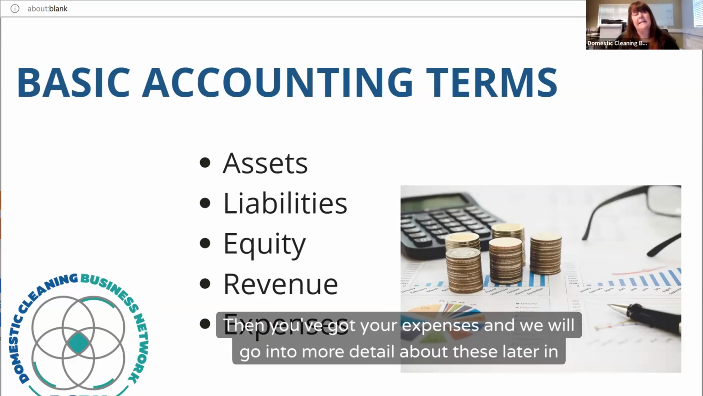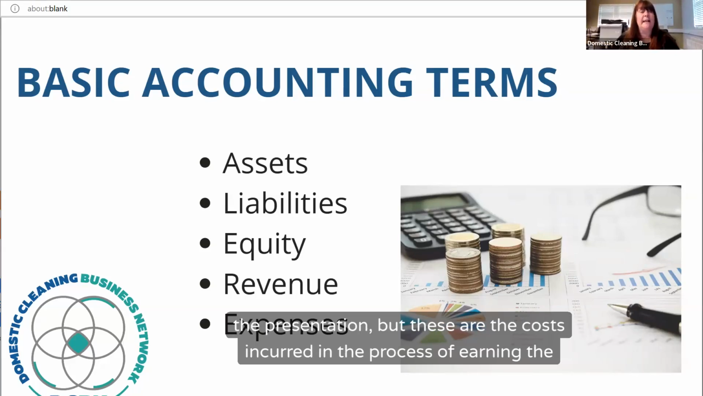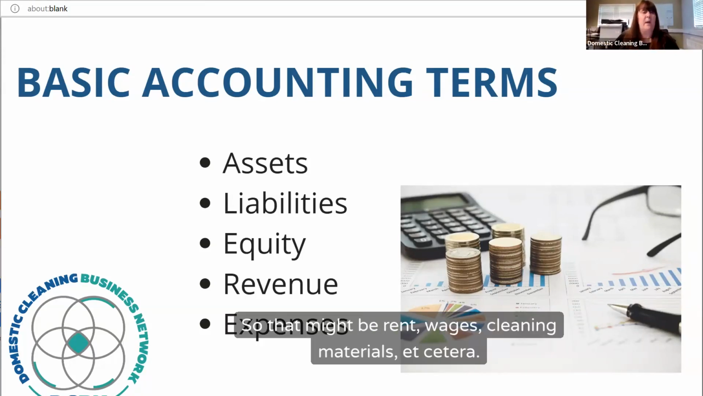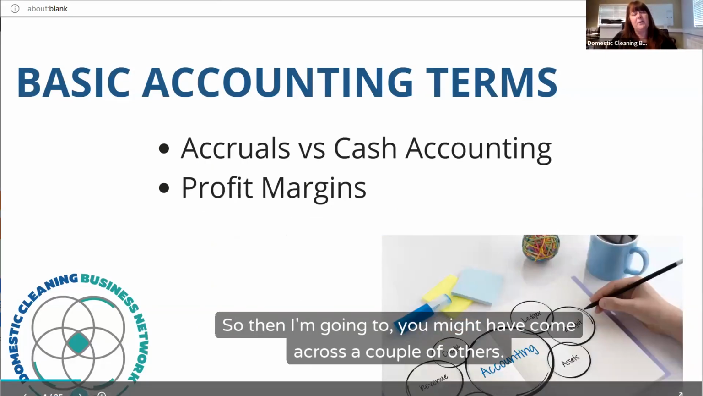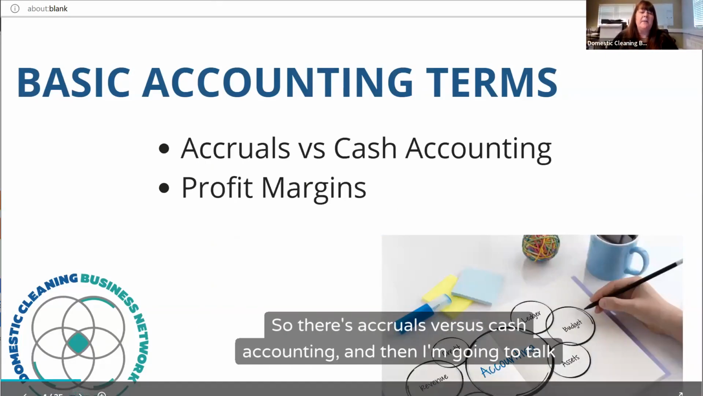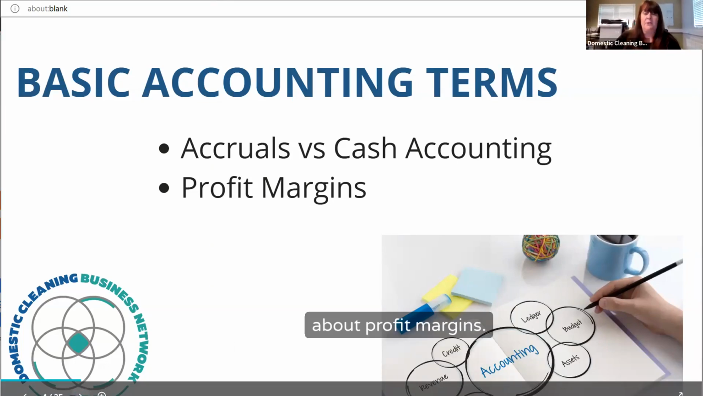Then you've got your expenses, and we will go into more detail about these later in the presentation, but these are the costs incurred in the process of earning the revenue. That might be rent, wages, cleaning materials, etc. Then you might have come across a couple of others: accruals versus cash accounting, and then I'm going to talk about profit margins.